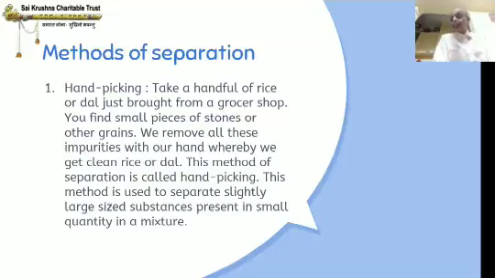First one is hand picking. So what we do, see, when we go to a grocer and get rice or dal, what do we normally do? We first cleanse them, isn't it? How? We remove all the small pieces of stones or other grains contained in rice or dal. Right? Then we remove all these impurities with our hand, whereby we get clean rice or dal. So this method of separation is called hand picking.